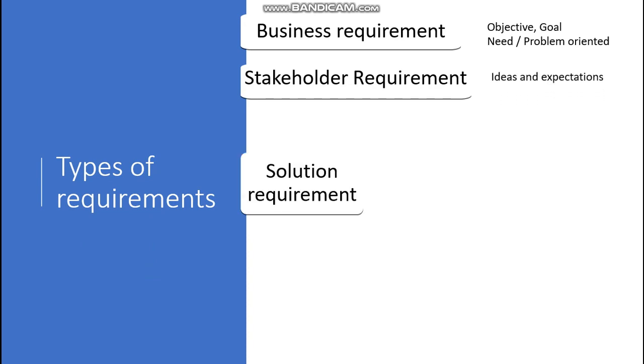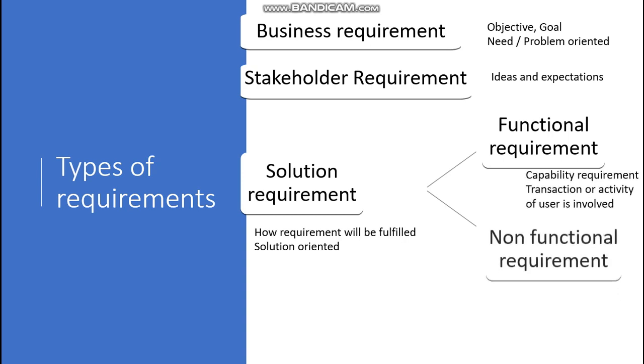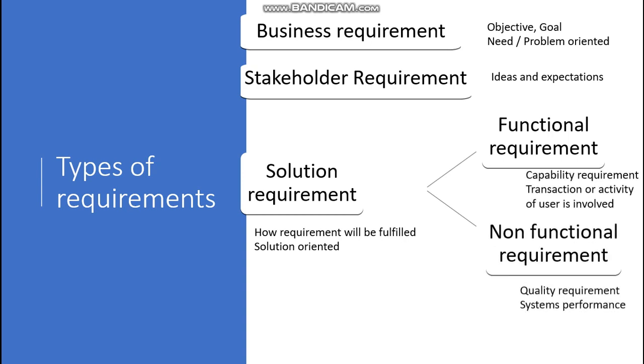Third is the solution requirement. We have business requirements: goal, objective, need, problems. Solution requirement tells us how we are going to fulfill that requirement, the need, and how we are going to achieve the objective. Solution requirements are of 2 types, functional requirement and non-functional requirement. Functional requirement is all about capability. Transactions or activities of users are involved in this requirement. Non-functional requirement is all about the quality and performance of a system or a project.